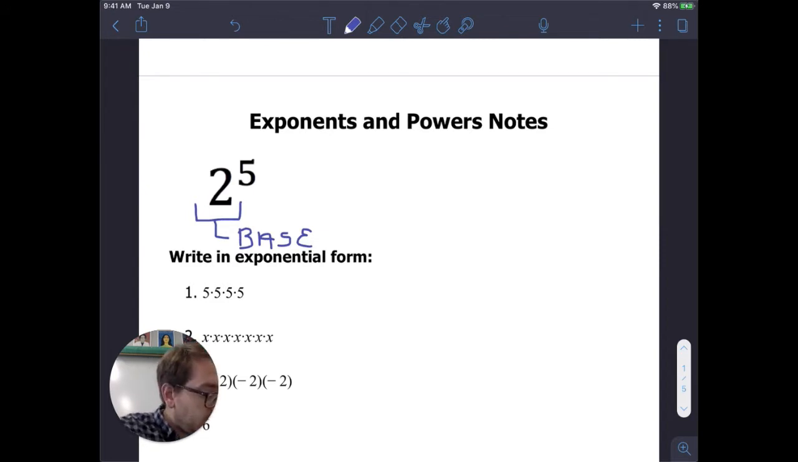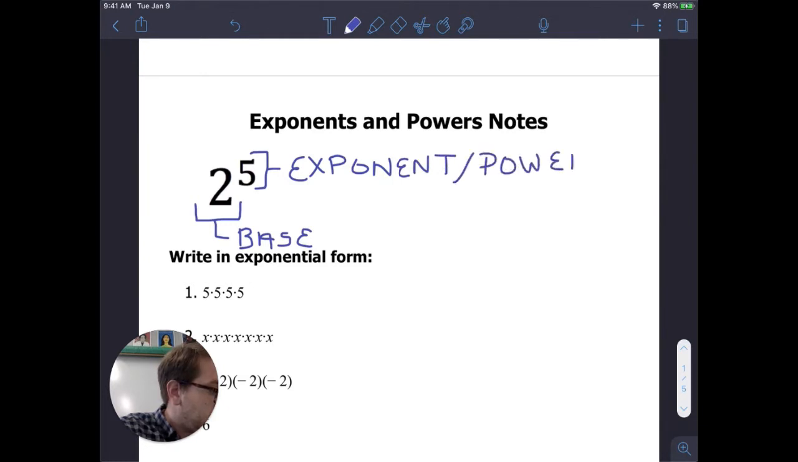The number up here is called our exponent, or sometimes you might hear it called the power. So the base is the number that's going to be multiplied. The exponent or power is telling us how many times we're going to be multiplying that base. So when we've talked about abbreviations, the exponent is like an abbreviation; it's abbreviating how many times you're multiplying.